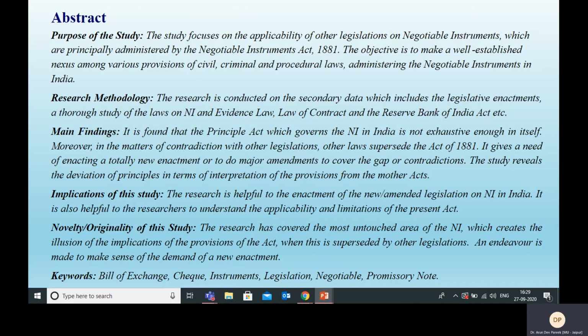The research is helpful to the enactment of the new amended legislation on negotiable instruments in India. It is also helpful to the researchers to understand the applicability and limitations of the present act. The research has covered the most untouched area of the negotiable instruments, which creates the illusion of the implications of the provisions of the Act when this is superseded by other legislations. An endeavor is made to make sense of the demand of a new enactment.